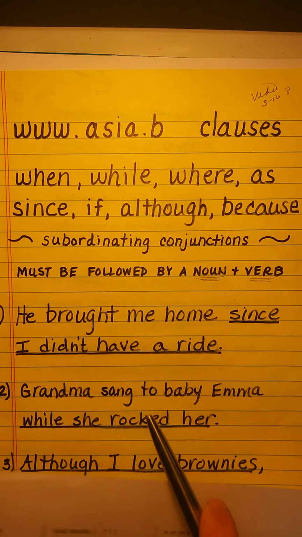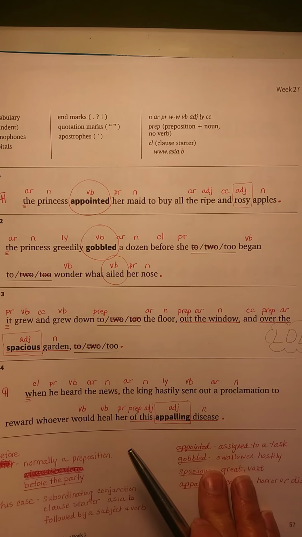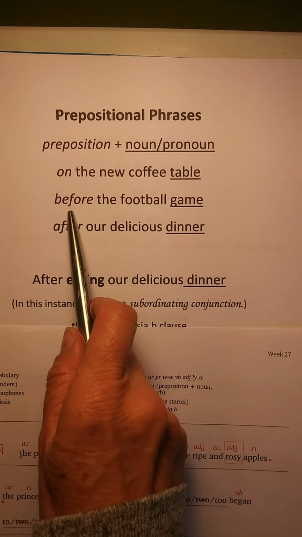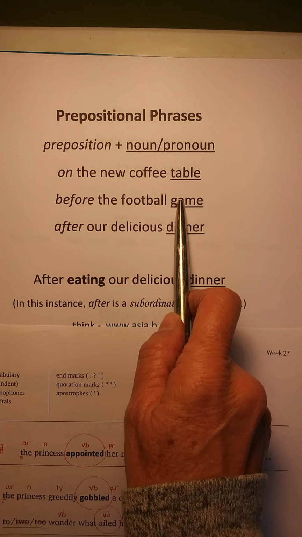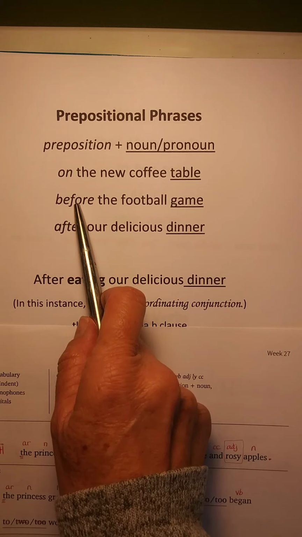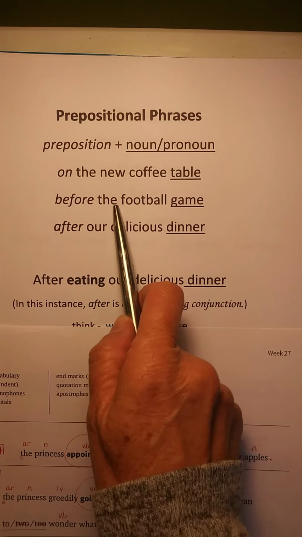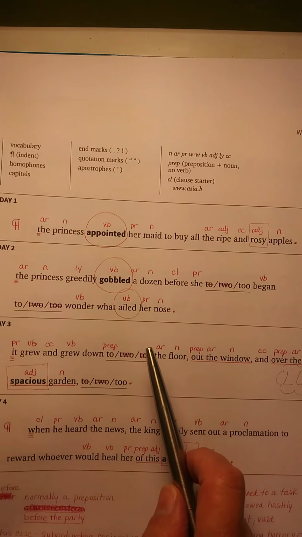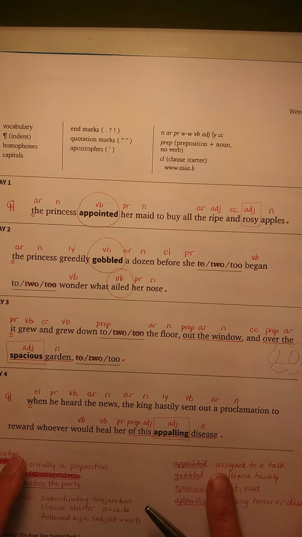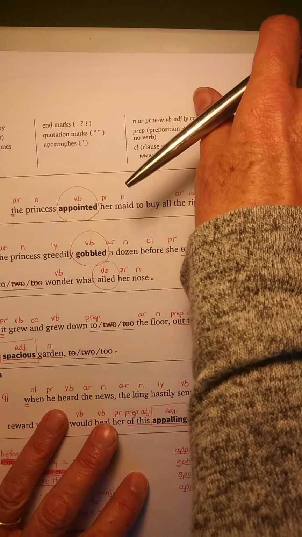If the word before was followed by a noun or a pronoun, like before the football game, then it would be a preposition. Okay? So normally before is a preposition. But if it's not followed by a noun or a pronoun, as we see here, it's followed by a pronoun and a verb. Okay? So it begins a whole new phrase.